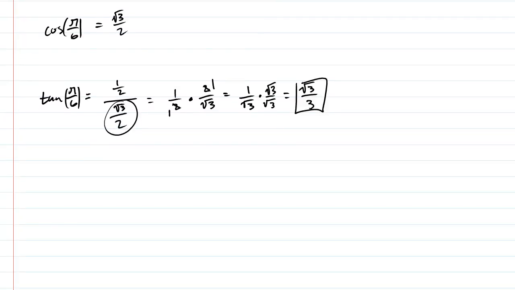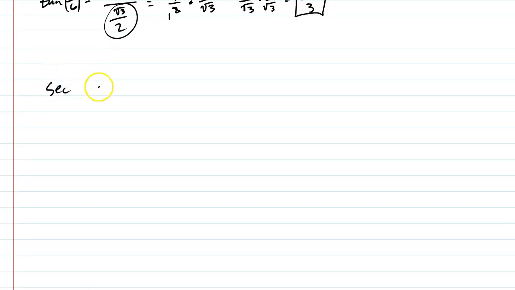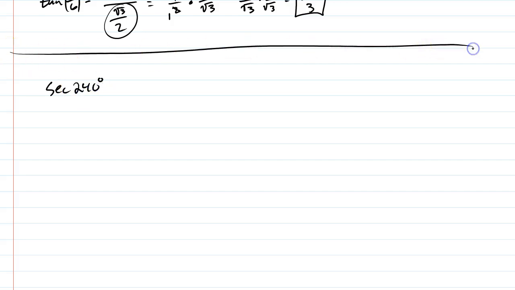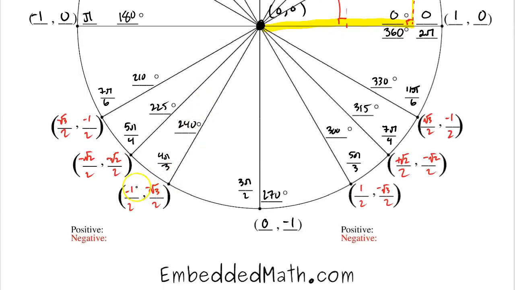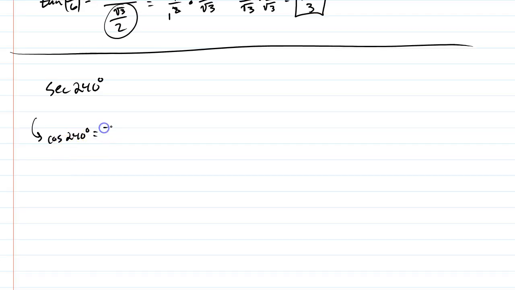You're going to start to see things like secant of 240 degrees. Now remember that secant, cosecant, cotangent are the reciprocals of the other three. So when I see secant of 240, what I'm thinking is, all right, first of all, what is the cosine of 240. So let's go back to our unit circle. Let's go down to 240. The cosine is negative 1/2. So cosine of 240 is negative 1/2. That means to give the answer of secant of 240, I would flip it upside down. Really, that's just negative 2.